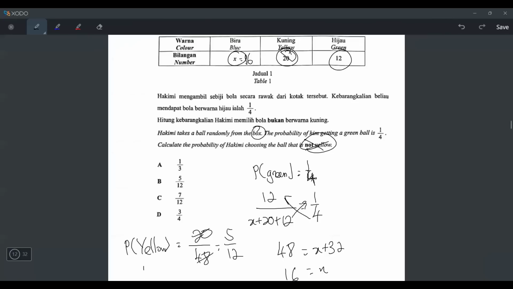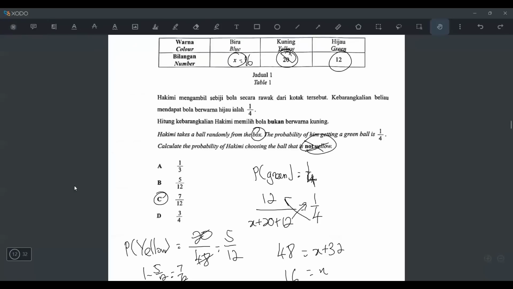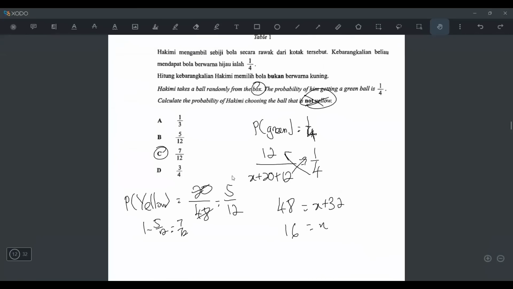So what I have to do is take 1 minus 5 over 12, which is 7 over 12. All right. Because the question asks for the probability of not yellow. So I find the probability of yellow first, and then I take 1 minus it, because total probability must be 1. So I minus out the 5 over 12, then the remaining is the not yellow one.